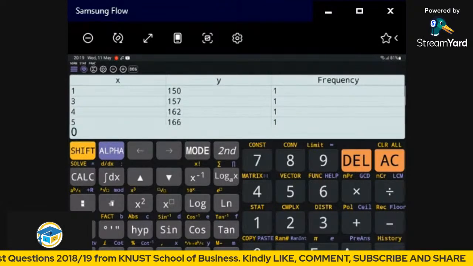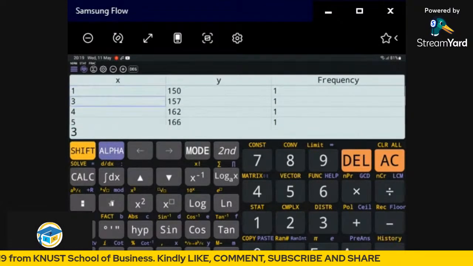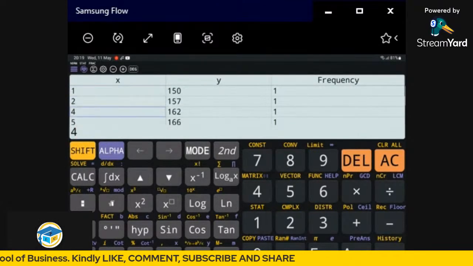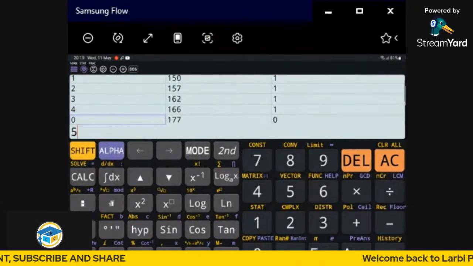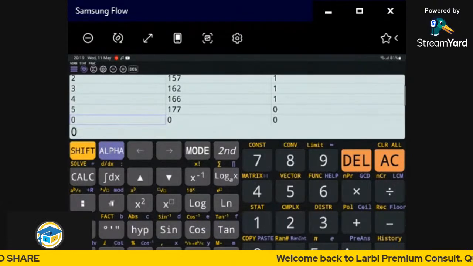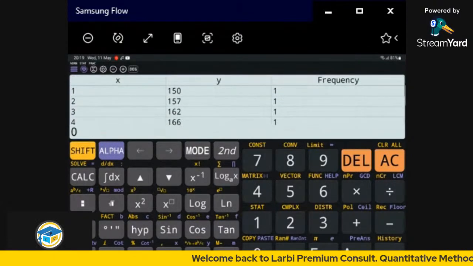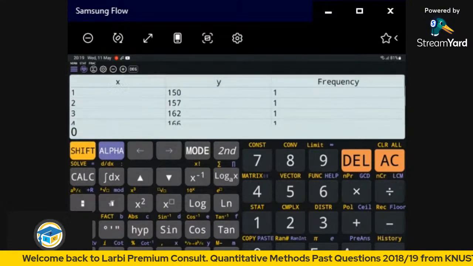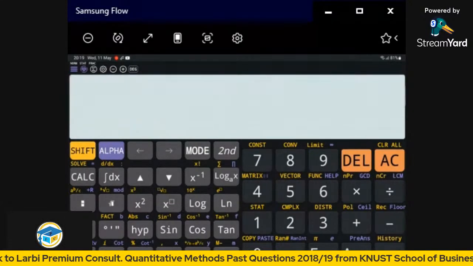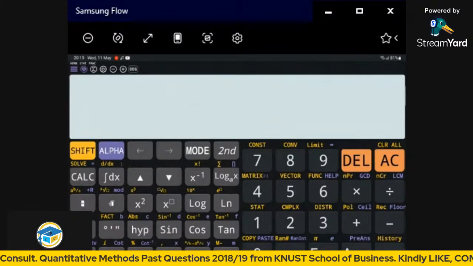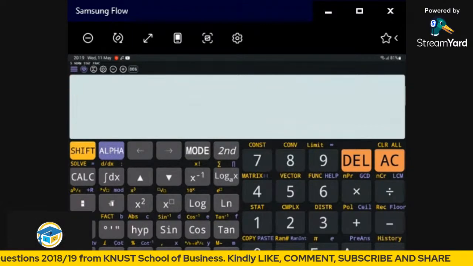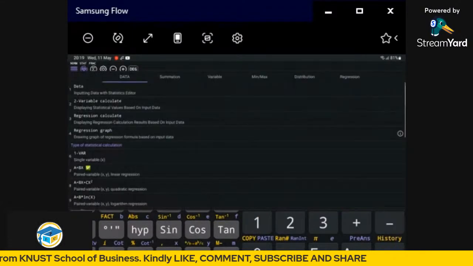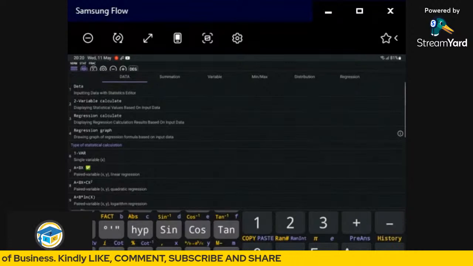So let me change this one. Here you have 1 already. So we have 2 here, 3 here, 4 here, and then 5 here. All right. Once you're able to fill out your table for X and then Y, you press AC to get it cleared. Then you select shift once again, and you press 1 on your calculator.